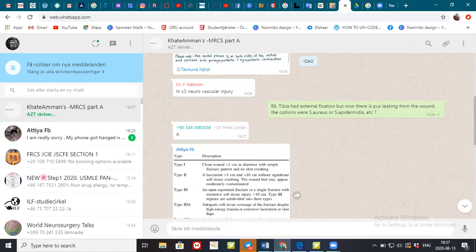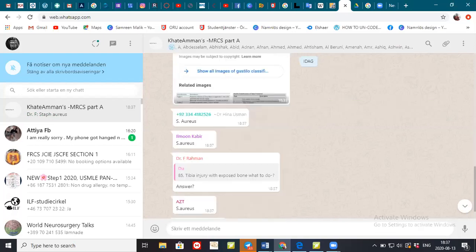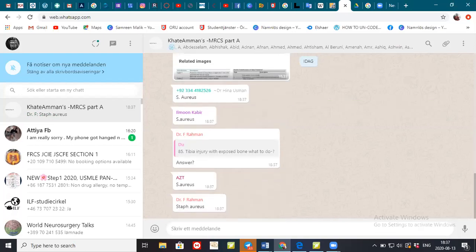So here there is a tibia with external fixation, wound less than 1 centimeter, but now there is pus leaking from the wound. The options were Staphylococcus aureus and S. epidermidis. It's Staph aureus. What is the most likely chance of osteomyelitis in case of an open wound, if the bone is not covered in time? Yes.